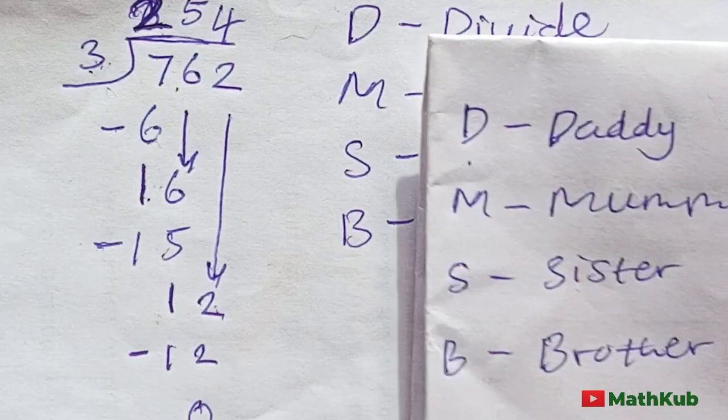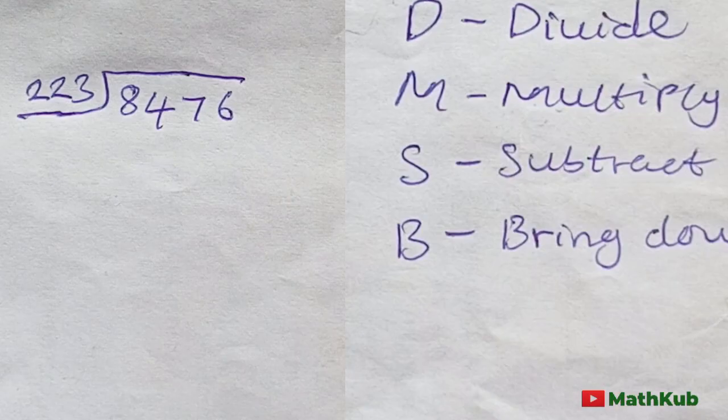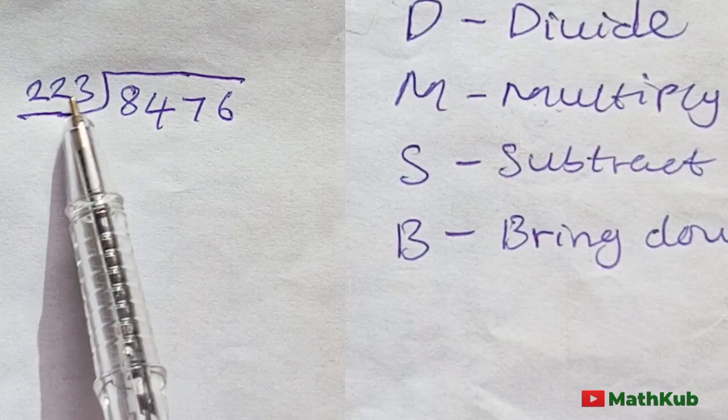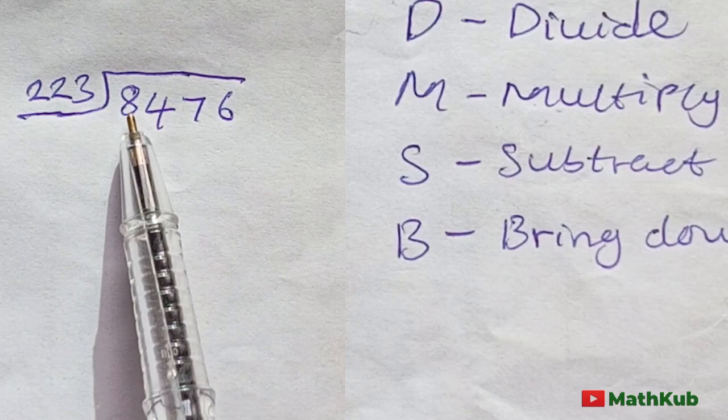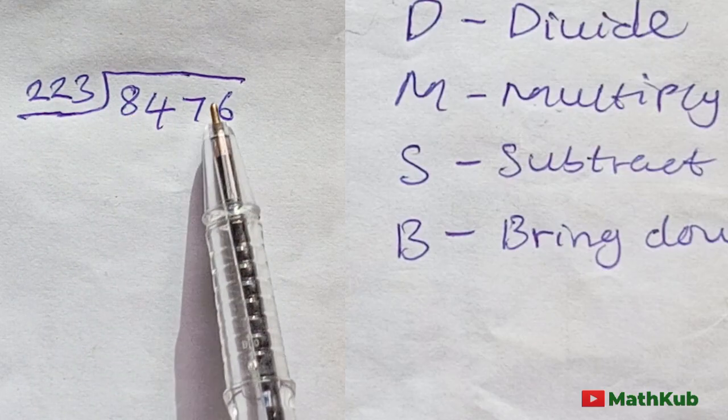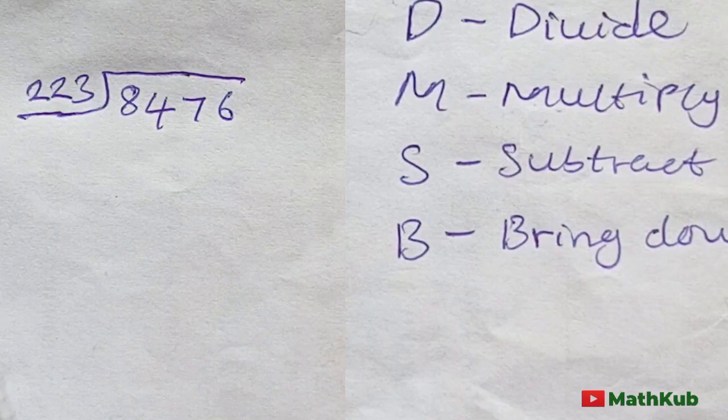So let's go to the next question. How can we divide a 4-digit number by a 3-digit number? This one seems very hard when you look at it, but it's not hard. It's very simple to divide. So let's look at this. This is 223, and this one is 8,476.